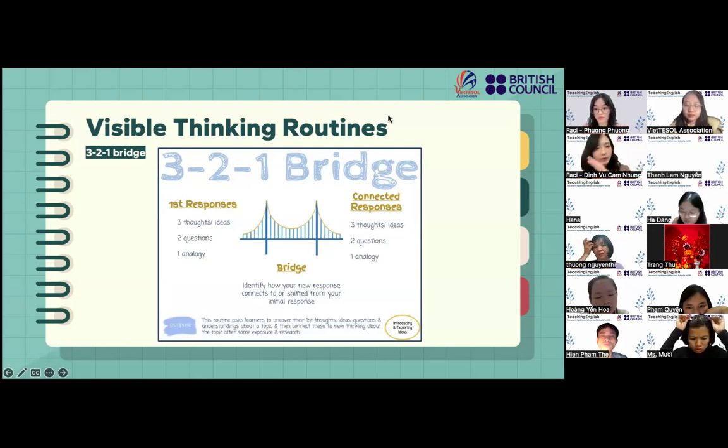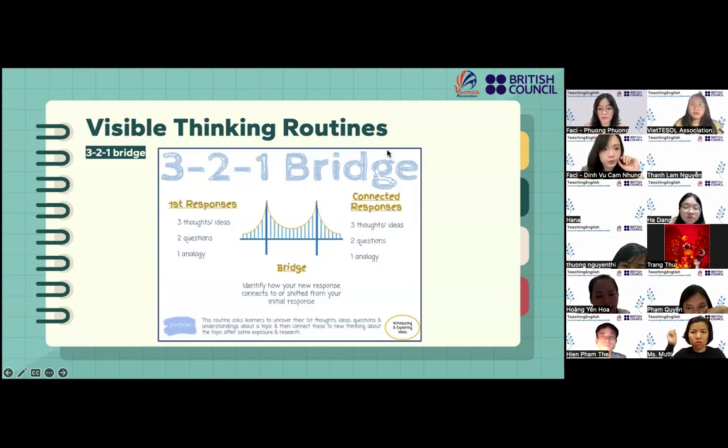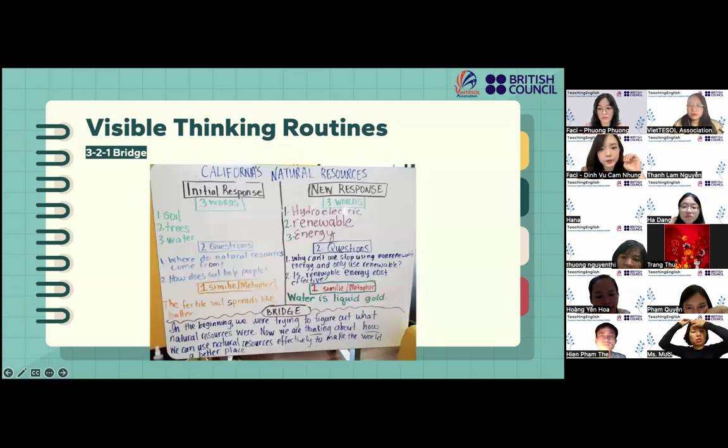And then after the lessons, they do that again. And then they are going to connect the ideas and compare. Identify how your new response connects to or shifted from your initial response. So for example, you can see an example here. Okay, so first, when they learn about natural resources, in the initial response, they can think of 3 words: soil, trees, waters. After that, they have learned more words to describe the natural resources of California.